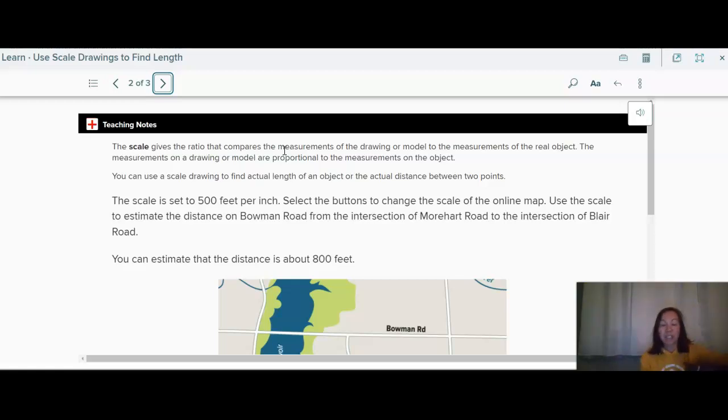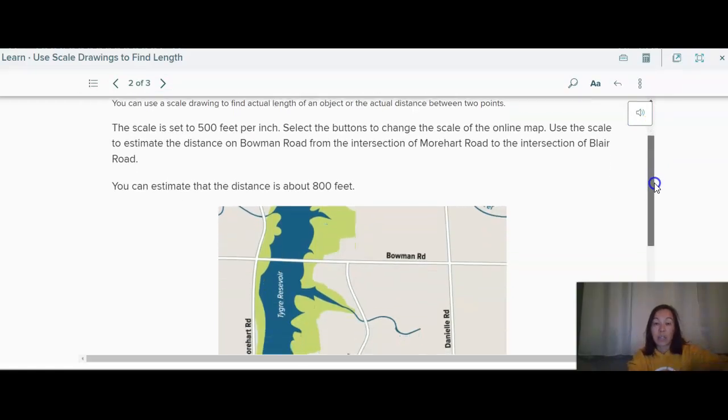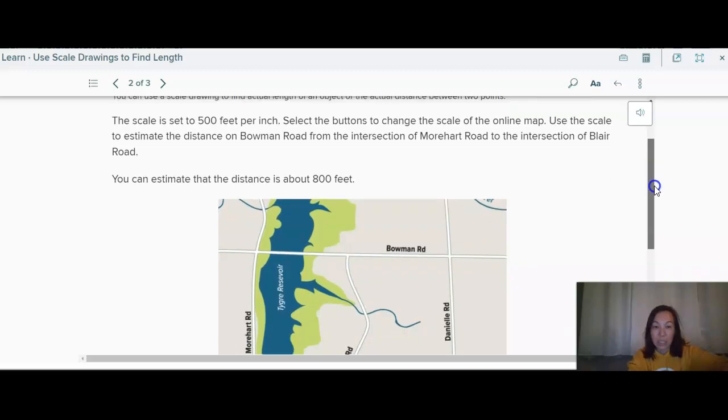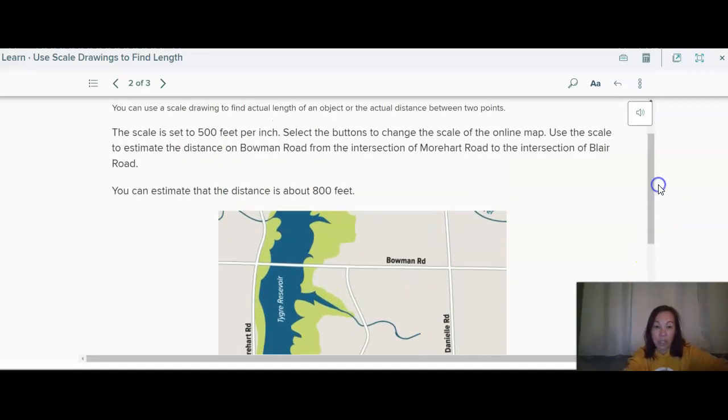The scale gives the ratio that compares the measurements of the drawing or model to the measurements of the real objects. The measurements on the drawing are proportional to the measurements of the objects. So here's an example of a scale drawing, and we can use it to find the actual distance, like on a map. In a map, you'll see a scale. It says down here that 1 inch is equal to 500 feet. So 1 inch on the map equals 500 feet in real life.